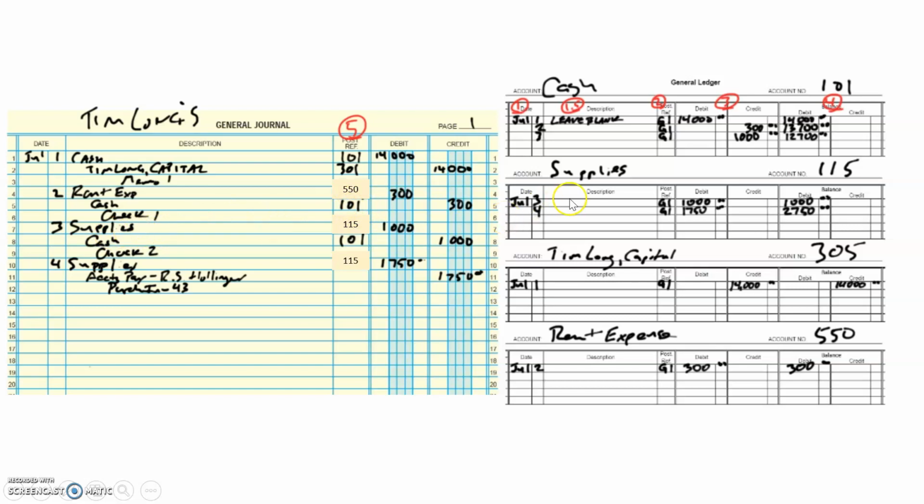Supplies, there's your July 3rd, G1, $1,000 debit, $1,000 debit balance, bring the 115 over. Now we're on to cash again, July 3rd, G1, credit of $1,000. We had $13,700, credit the account 1,000. Now we're at $12,700. Bring the 101 on over. And that is how you do posting.